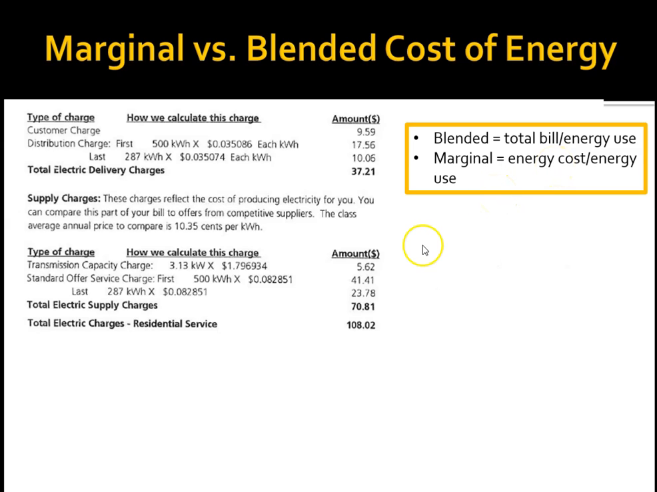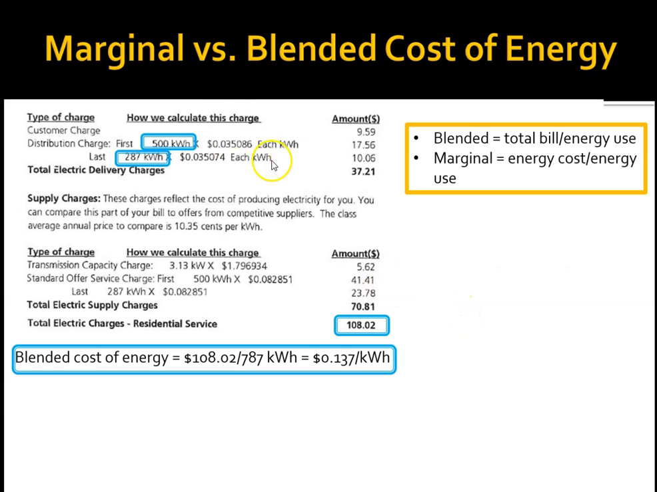So let's go over an example here. This is a residential energy bill, an electricity bill. Obviously, there's the kilowatt hours and kilowatts down here. Got the old customer charge up there. Okay, so let's calculate the blended rate. The blended rate would be the total bill divided by the total energy use, right? So the total bill is $108.02. The total energy use, if you add those two up, so this is your first and your last, is 787 kilowatt hours. You work the math out and you get 13.7 cents per kilowatt hour. So that's your blended rate, total bill divided by the total energy use.